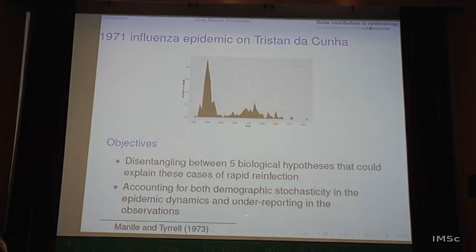So the objective of the work here was to use mathematical modeling to disentangle between 5 biological hypotheses that could explain these cases of rapid reinfection. And because it's a small island with few inhabitants, we want to take into account demographic stochasticity in the dynamics, and also stochasticity in the reporting, in the observation. So here, we're going to have two sources of stochasticity, observation and demographic.